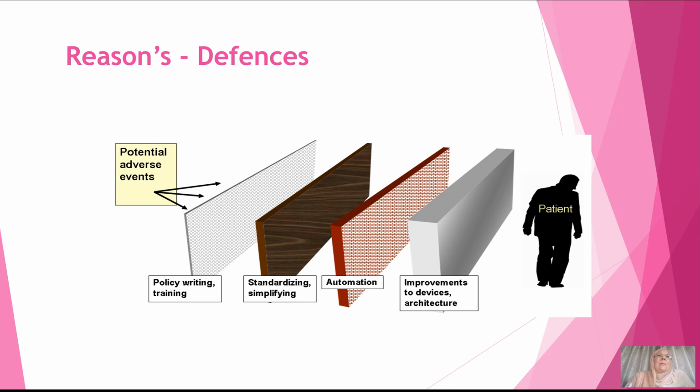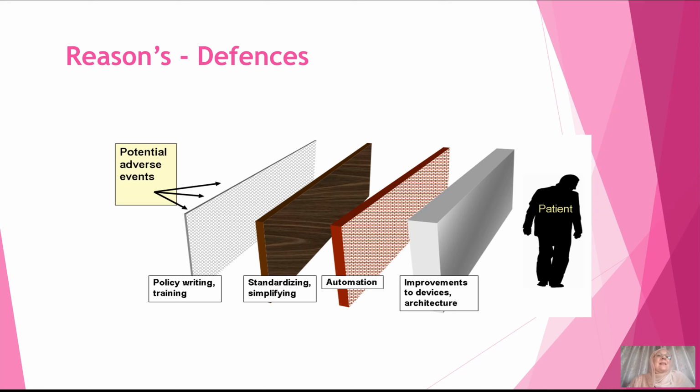And these are what Reason called the defenses for the patient. So in this illustration, you see the potential adverse events on the left side, and for them to reach the patient on the right side, they have to go through the holes of these different defenses. One defense is policy writing and training, so that you keep to one policy, such as, for example, double checking drugs, always putting wristbands on, always asking the patient. This is something you always do, and this is a good defense against potential harm.